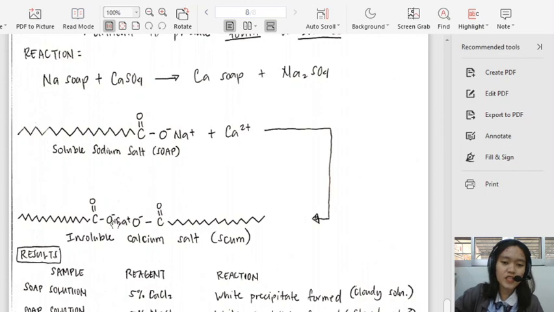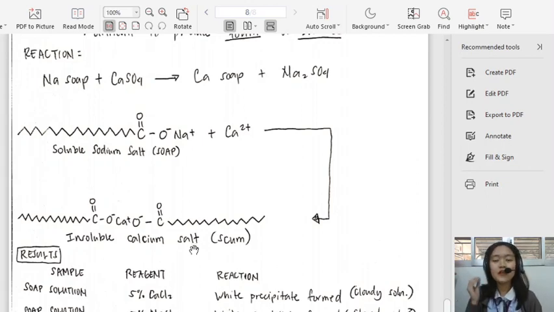So, anong nangyayari? Wala na siyang head. Diba the head part of the soap molecule is the one reactive with water. Now, if pinalitan mo siya ng calcium, ang nangyayari, it will bind with another fatty acid. So, both ends, left and right, are hydrophobic. No? Hydrophobic na sila. Wala nang reactive with water. Kaya, hindi na siya soluble in water. Kasi hydrophobic tail, and then the left side, ganun din. So, you call this as insoluble calcium salt or scum.